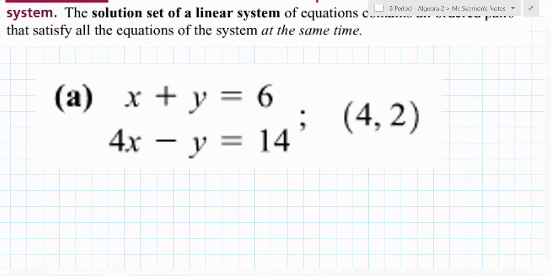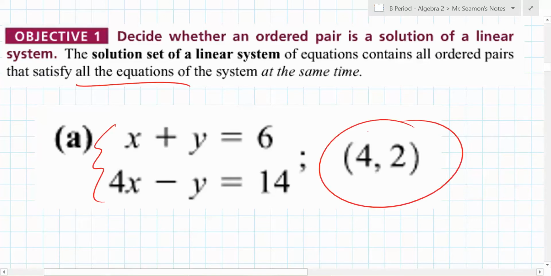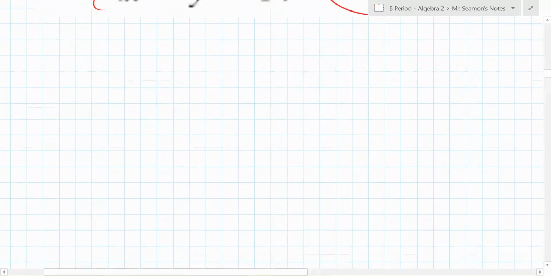So, for example, I might give you this linear system. It's a system of equations because there's more than one. The solution set of a linear system of equations consists of all ordered pairs that satisfy all the equations. How many equations do you have right here? 2. So if this is going to be a solution, it has to work in both of them. How do you check to see if they work in both? Substitute it in, right. So the first one, does 4 plus 2 equal 6? Does 16 minus 2 equal 14? So is this a solution? Yes, because it works in both.